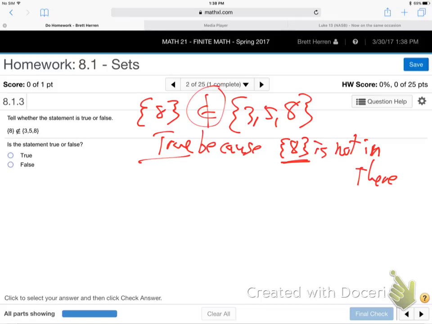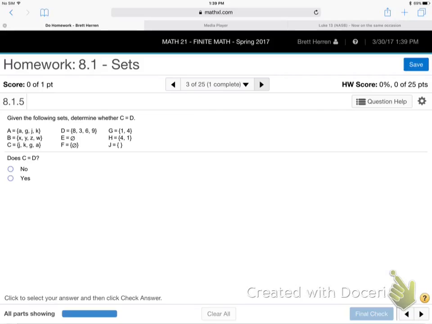All right, let's move through these. Given the following sets, determine whether C and D are equal sets. So what does C look like? J, K, G, A, and what's D? No. Equal means they have the exact same members. Order doesn't matter. But those don't have the same members. So does C equal D? No, those are just completely different sets, right?